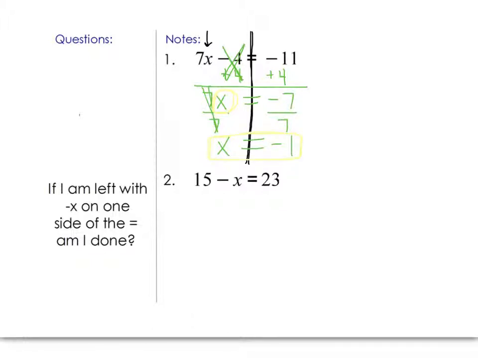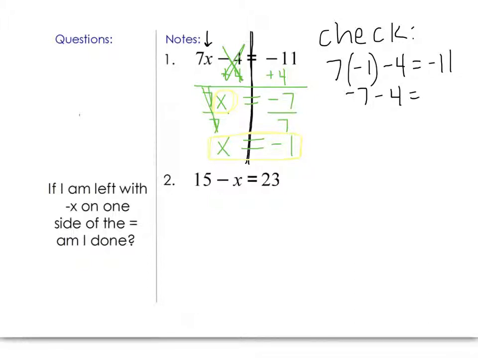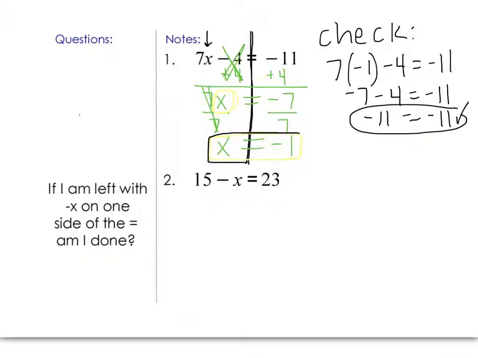I can check this if I want to. I can know that I got this problem right. If I check it over here, 7 times x, well, x is negative 1, so I put that in parentheses. Minus 4 equals negative 11. 7 times negative 1 gives me negative 7. Well, negative 7 minus 4, negative 11 equals negative 11, and it works. So this is my final answer. I know I got 100 on that problem.